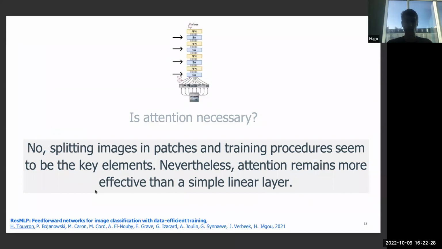So, the question: is attention necessary? The answer is no. Splitting images in patches and training procedures seem to be the key elements. Nevertheless, attention remains more effective than a simple linear layer.